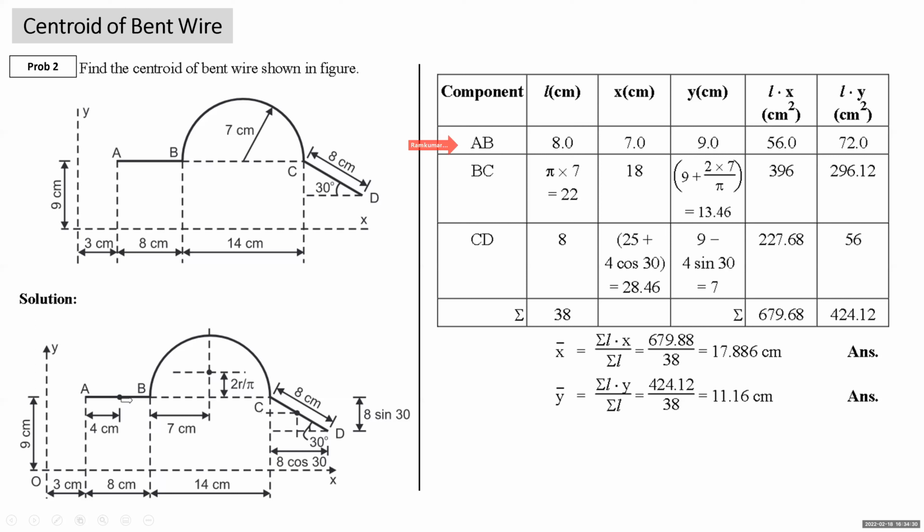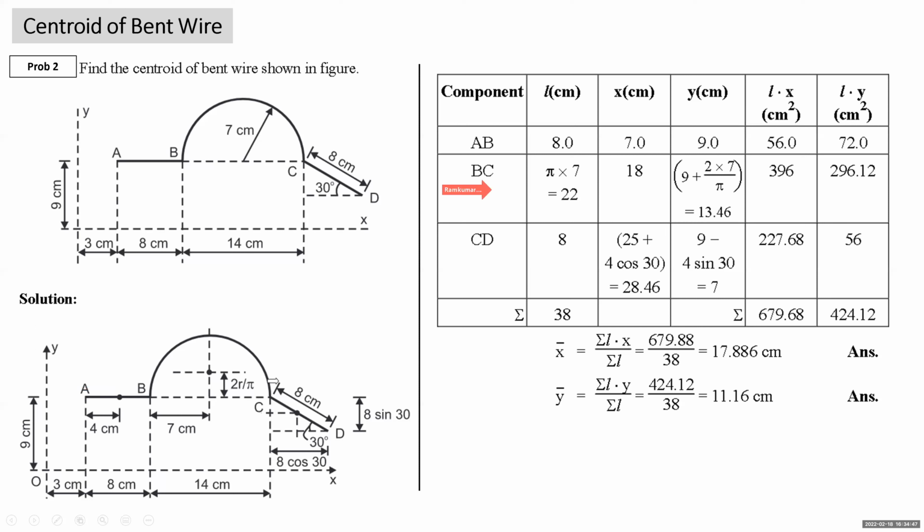Now length AB. This is straight length AB, 8 centimeter. Coordinates of centroid of this point will be this point. Centroid of AB is right of y-axis, so x coordinate is positive, 3 plus 4, 7. This centroid is above x-axis, so y coordinate is positive, that is 9.